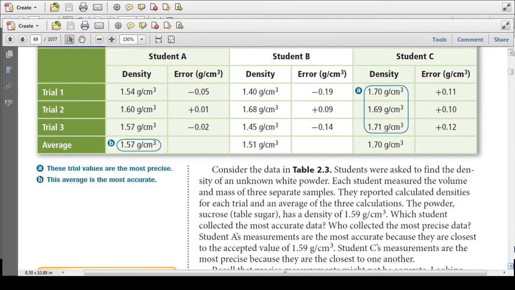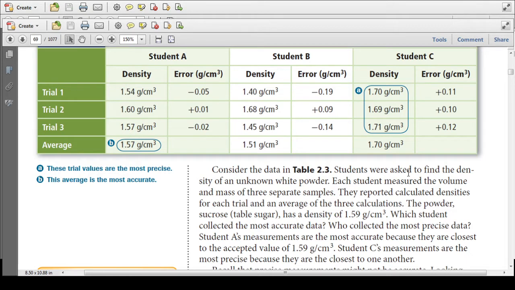If we look at the data in this table, students were asked to find the density of an unknown white powder. Each student measured the volume and the mass of 3 samples and then reported their densities for each trial and the average of these 3 calculations. This white powder turned out to be sucrose, or just table sugar, and table sugar has a density of 1.59 grams per centimeter cubed. When we look at this, we could ask ourselves which student collected the most accurate data. In this case, which one came closer to the bullseye? Who collected the most precise data?